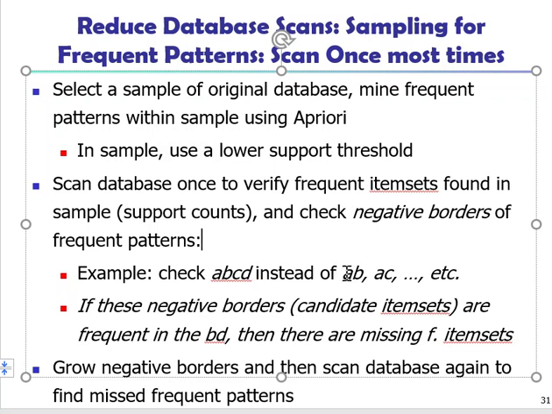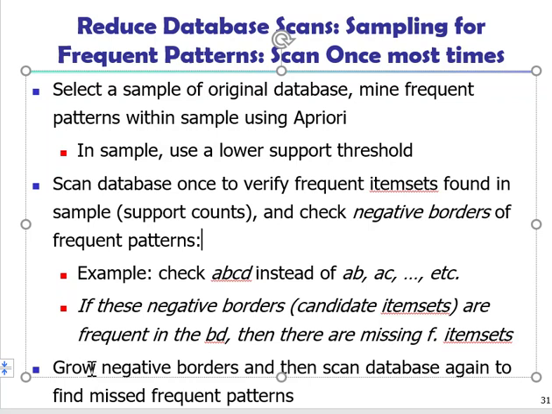So if we have mined A, B, and C in the sample, then we're going to check A, B, C, D. We add a new item there to see whether A, B, C, D might be frequent. If A, B, C, D is not frequent, then we're fine. We're not missing anything. But if A, B, C, D is frequent, then we're probably missing C, D, right? So if those negative borders are found to be frequent in the entire database, that signals that we have missed some frequent item sets.